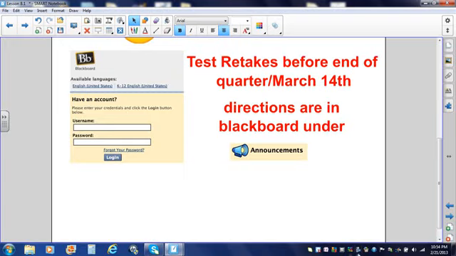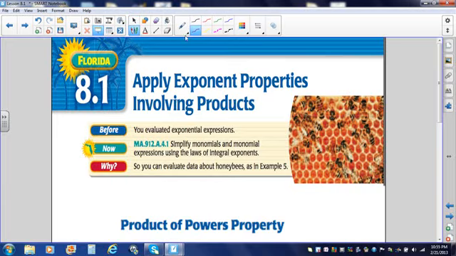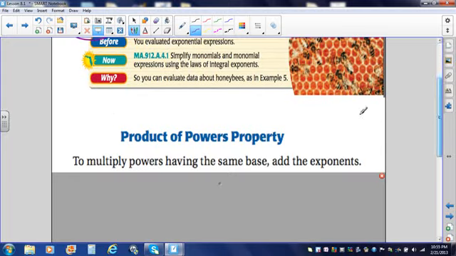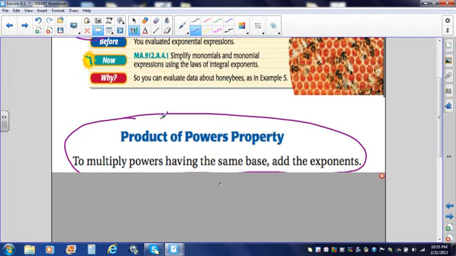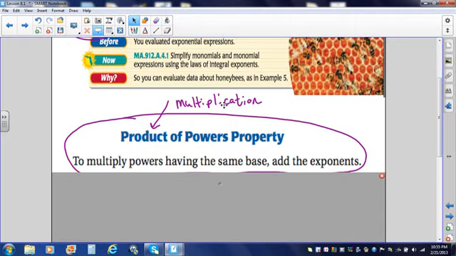Today's podcast is going to be on Lesson 8.1. So if you write Lesson 8.1 in your spiral, we are talking about rules or properties involving exponents. One of our important rules that you should write down would be the product of powers property. Remember, product has to do with multiplication. So we're going to talk about a special rule that has to do with multiplication when we're talking about powers.